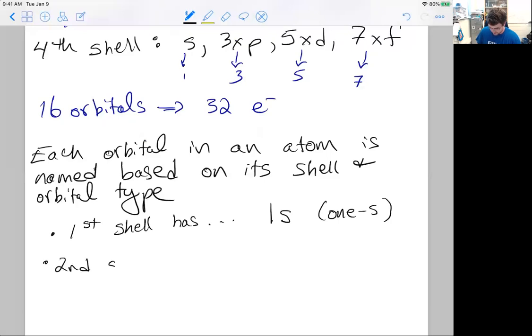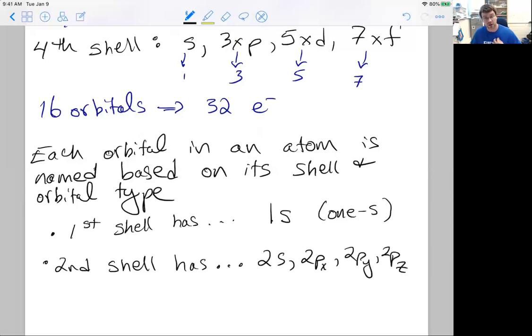The second shell has a 2s orbital. We have another s orbital, but it's in a different shell. To differentiate it from that orbital in the first shell, we're going to call it the 2s orbital. And now we have 3 2p orbitals. We shouldn't just say there's a 2p orbital. That's incorrect. Rather, there's a 2px, a 2py, and a 2pz. We looked at this last time, how the p orbital actually exists as suborbitals that are parallel to one of the axes in a traditional Cartesian plane.